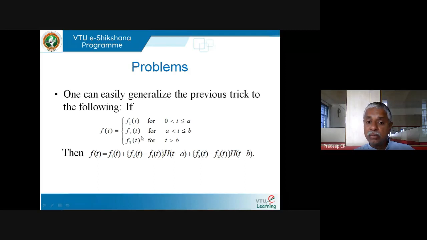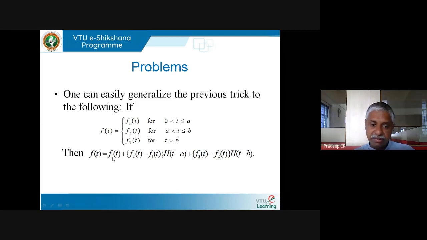Now I want to find the Laplace transform of this, so I will write this whole thing as one expression. What is that expression? I have written it down here. F(t) is f1(t) plus (f2 minus f1) h(t minus a) plus (f3 minus f2) h(t minus b). You must remember, see the second line, this is important: a is strictly less than b. This is important for me.